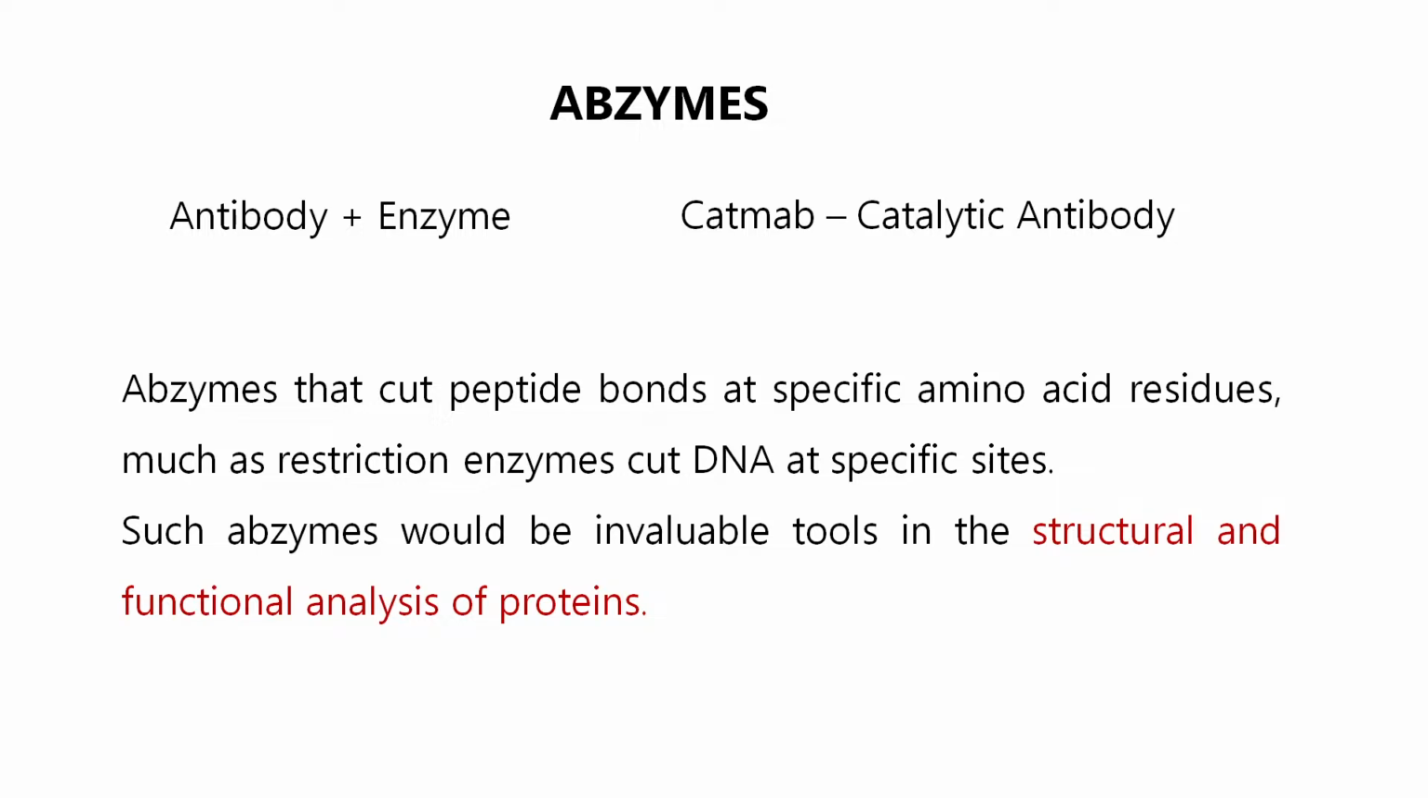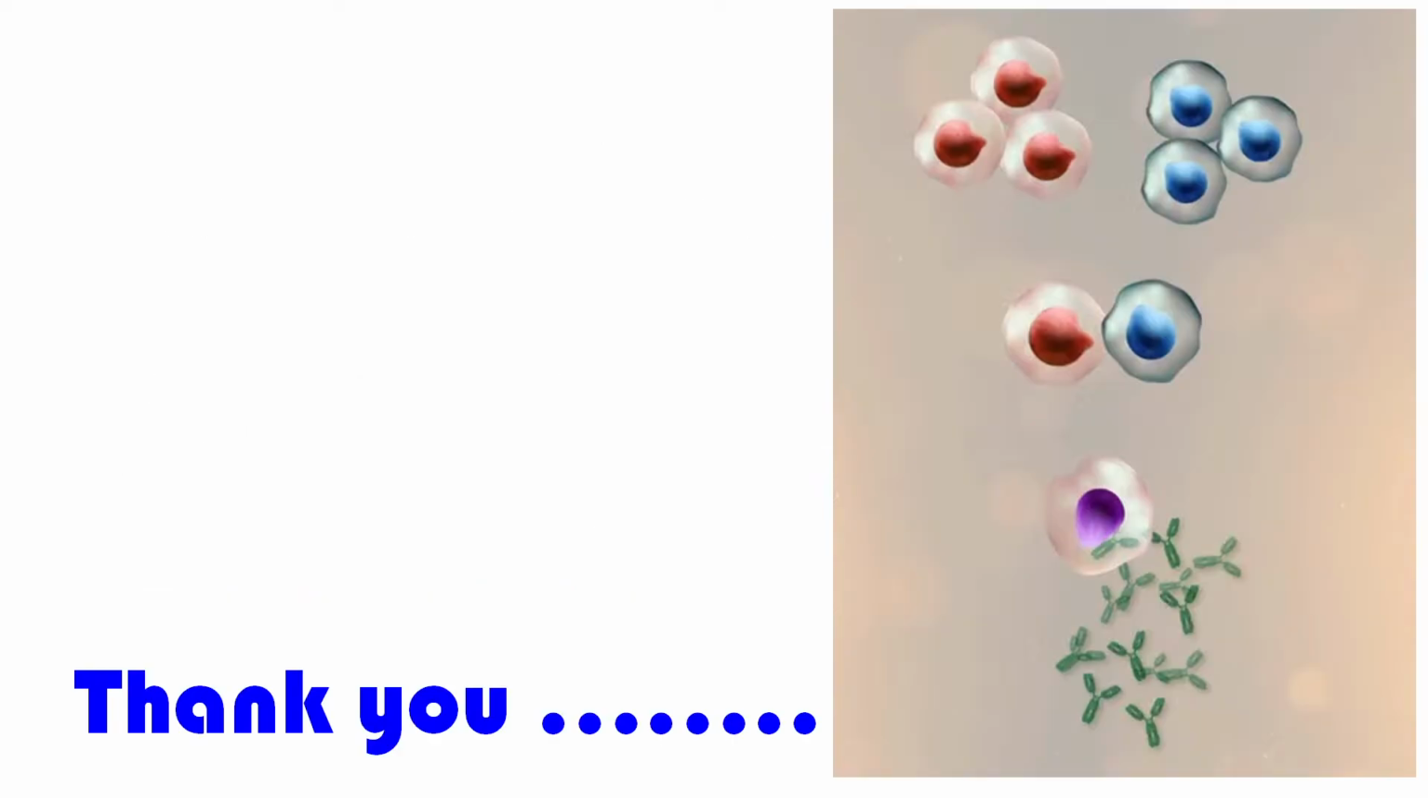This acts exactly like restriction endonucleases that are used, if you remember, to cut DNA at highly specific sites. They have a recognition site, a specific sequence, and only in that sequence are specific cuts made so that the surrounding genes are not disturbed. Exactly like this, these abzymes can be used to make specific cuts within a protein structure so that they can be used for structural and functional analysis of proteins.